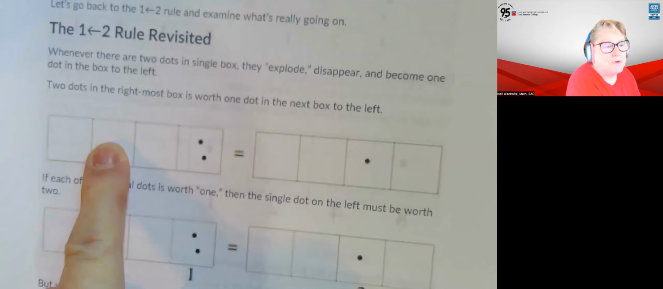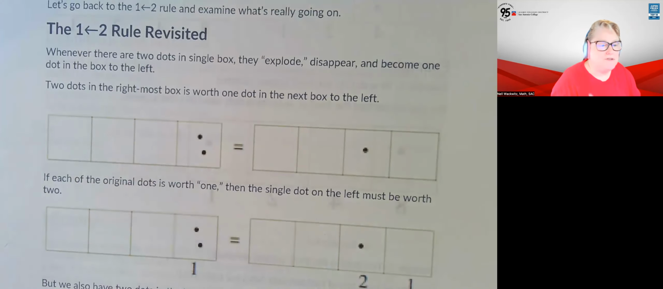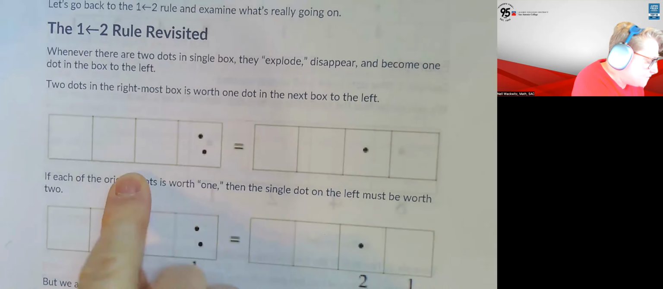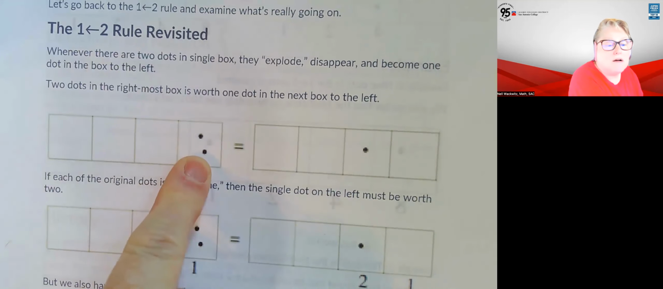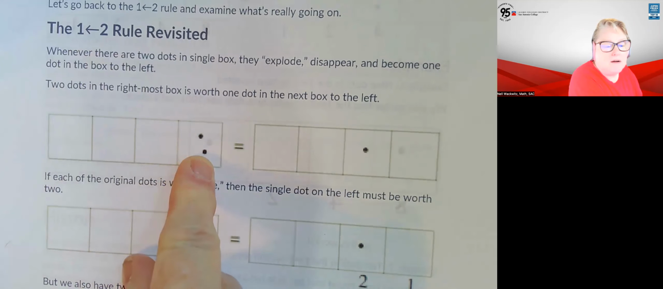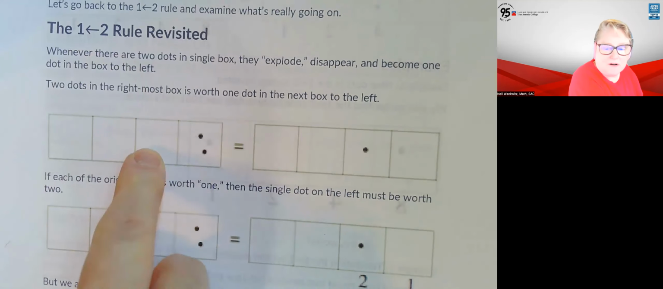I wanted to go through these 1 to 2, 2 to 1, 3 to 1, all these rules. So if you have the 1 to 2 rule, that means 2 dots on the right become 1 dot on the left.